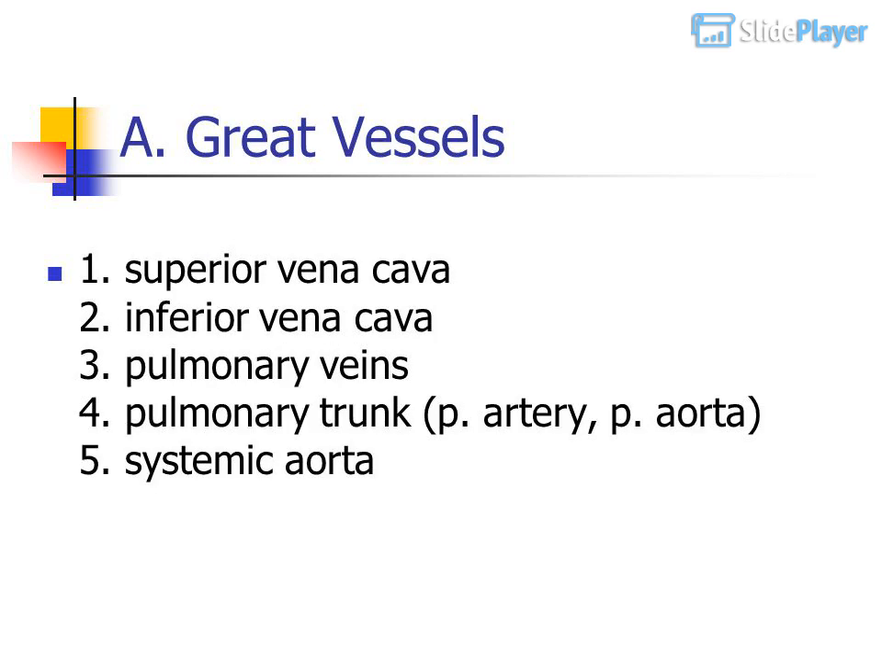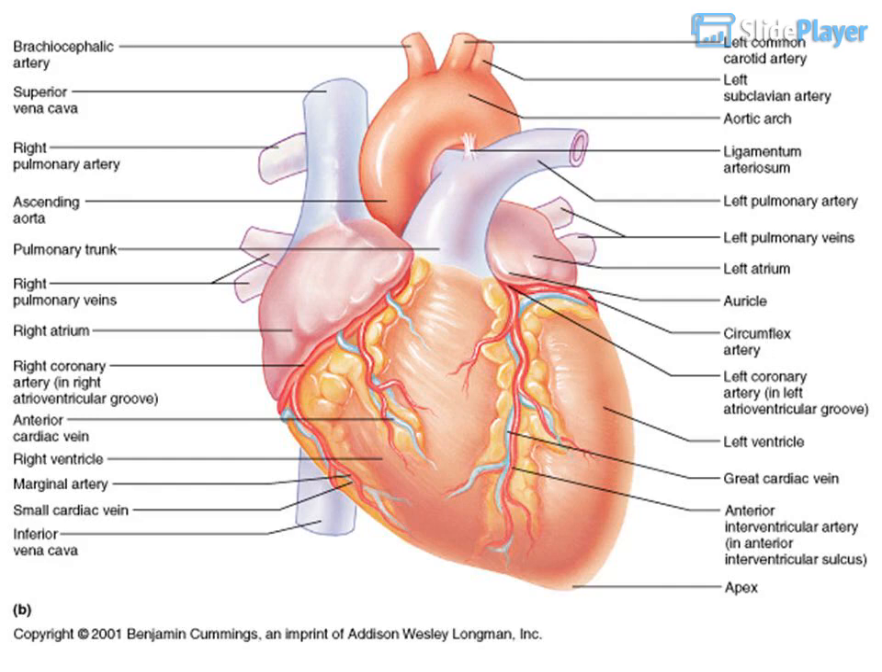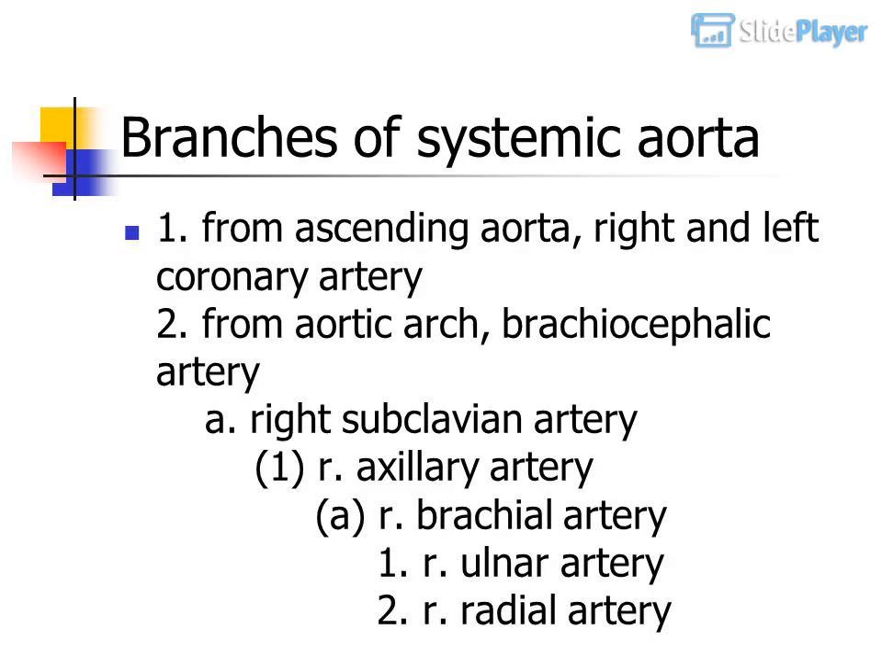A. Great vessels. 1. Superior vena cava. 2. Inferior vena cava. 3. Pulmonary veins. 4. Pulmonary trunk, pulmonary artery. Aorta. 5. Systemic aorta. Branches of systemic aorta. 1. From ascending aorta, right and left coronary artery.